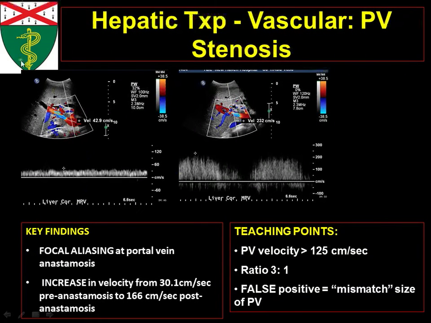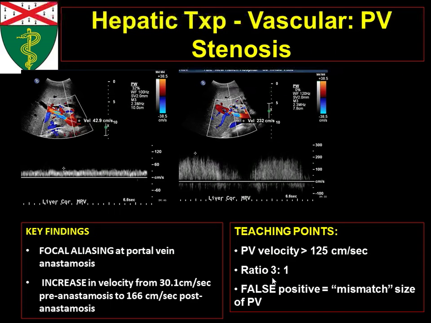And so the key finding here is really this elevation of velocity with some kind of abnormal aliasing and weird, turbulent waveforms in that region of stenosis. This is what's been put out there in the literature in terms of objective evidence of portal vein stenosis: an absolute portal vein velocity of greater than 125. Well, certainly this one meets criteria at 230. A ratio of 3 to 1 increase. This one also meets that ratio criteria.